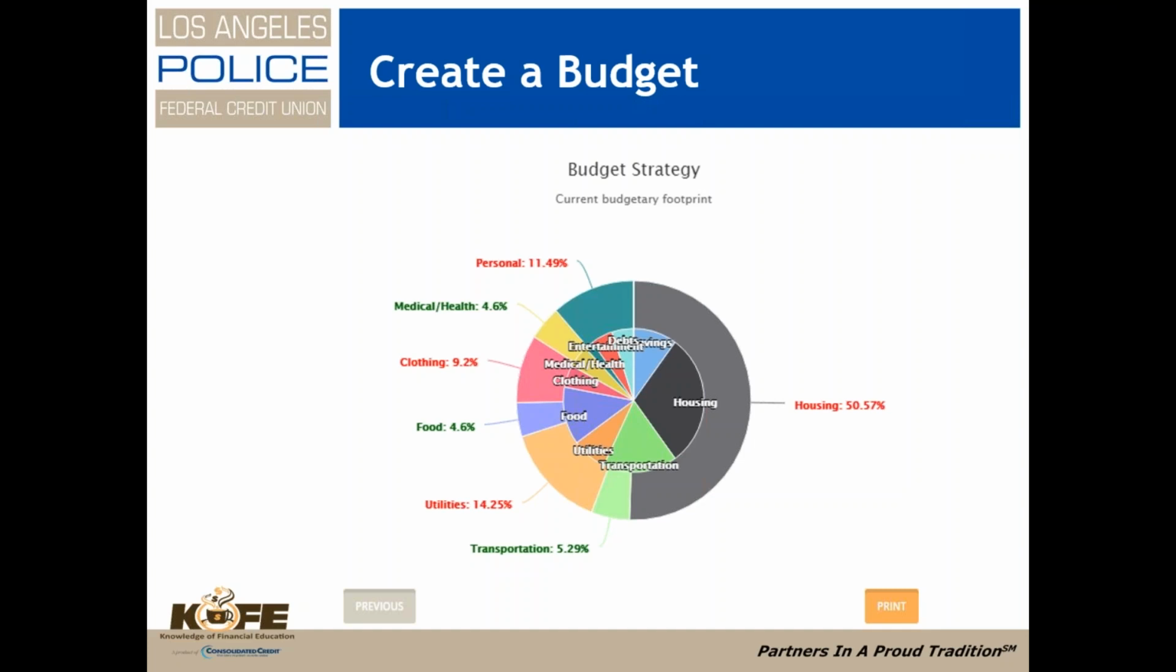Using the question box, as I told you earlier, I explained that this is an interactive webinar. Using the question box, type in some of the areas you feel you could cut back on to reduce spending.